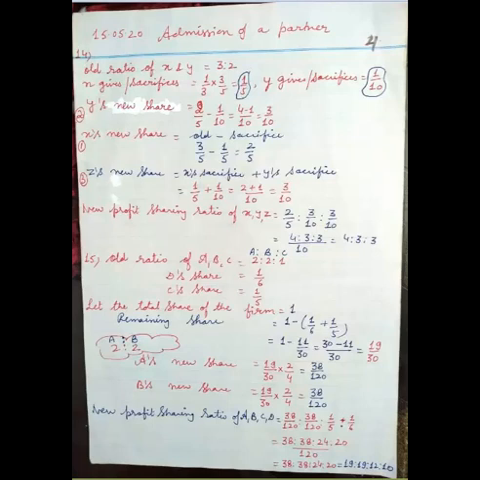X's new share is equal to old minus sacrifice. His old share is 3/5 minus sacrifice 1/5. 3/5 minus 1/5 is equal to 2/5. So Z's new share is equal to X's sacrifice plus Y's sacrifice, 1/5 plus 1/10, which is equal to 3/10. So the new profit sharing ratio of X, Y and Z is equal to 2/5 is to 3 by 10 is to 3/10, which is equal to 4:3:3. Okay. I hope it's clear, beta.